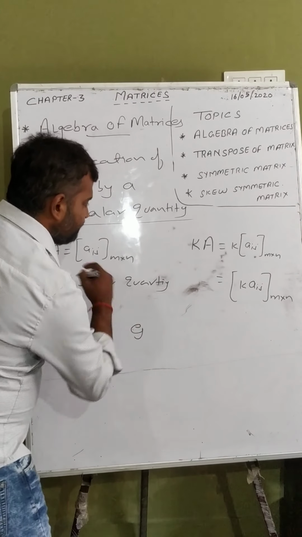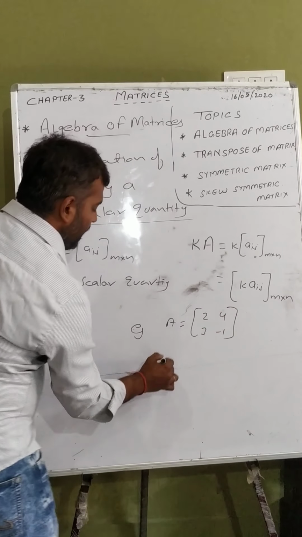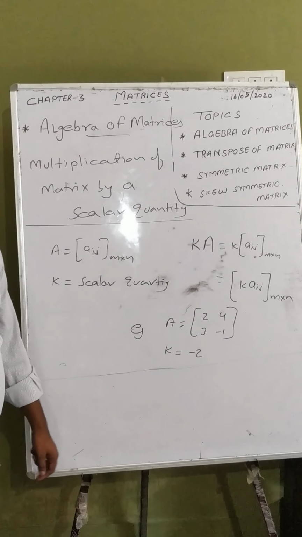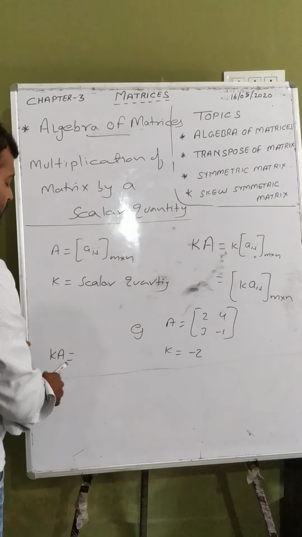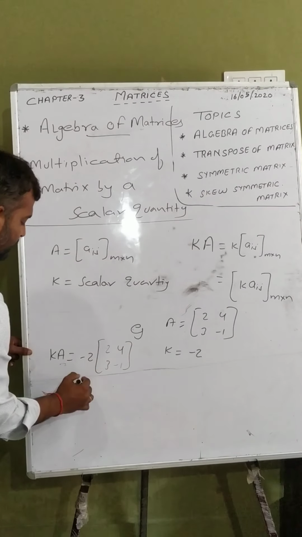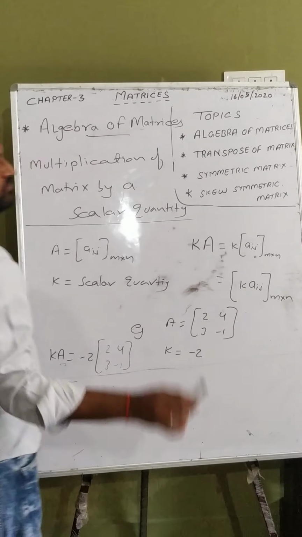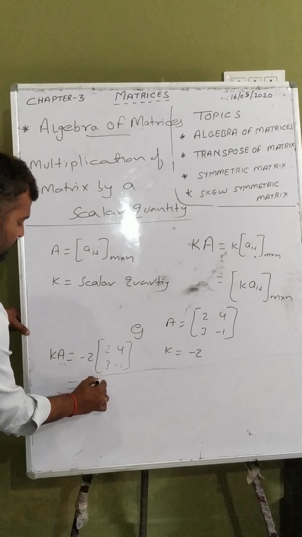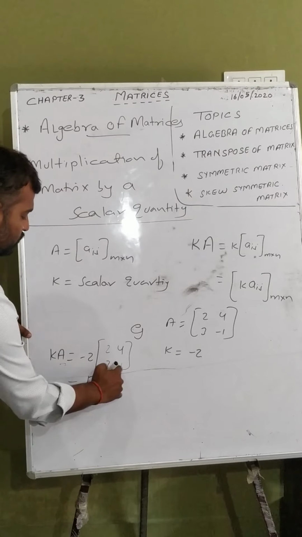With an example, A equals 2, 4, 3, minus 1, and K is a scalar quantity equal to minus 2. Now we are multiplying K into A. This will be minus 2 into 2, 4, 3, minus 1. Simply multiply each and every element by the scalar quantity, minus 2. Minus 2 into 2 equals minus 4. Minus 2 into 4 equals minus 8. Minus 2 into 3 is minus 6. Minus 2 into minus 1 is 2.